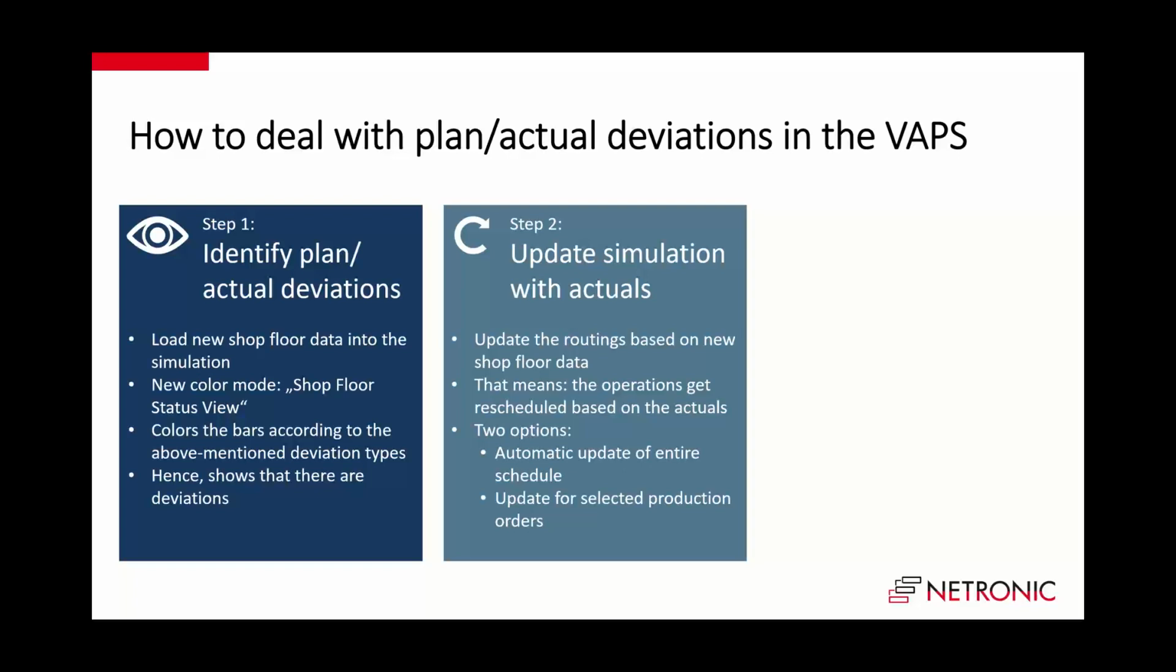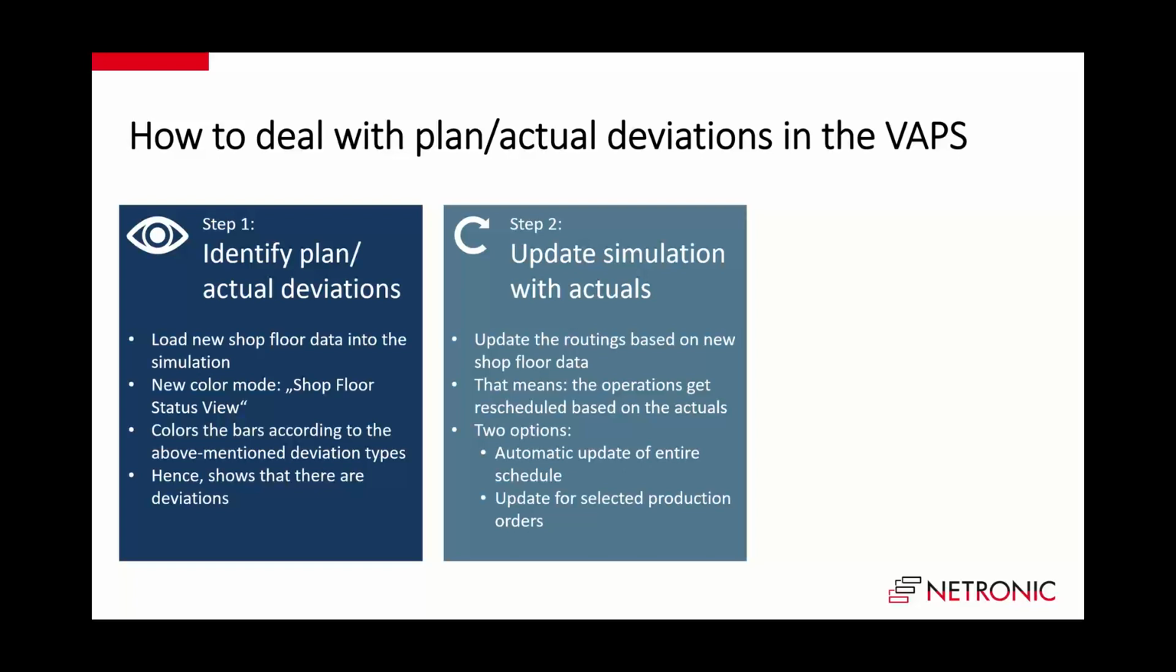That means that the operations in the simulation can get rescheduled based on the actuals, which means if you have an operation that was meant to work on machine 1 and somebody posted it on machine 2, if you say update, the bar would move from machine 1 to machine 2. If you have an operation that was scheduled to start at 1 p.m. and the operator started at 3 p.m., then the bar will move right and it would push out all the other bars on the machines.